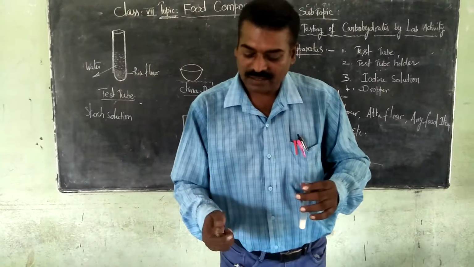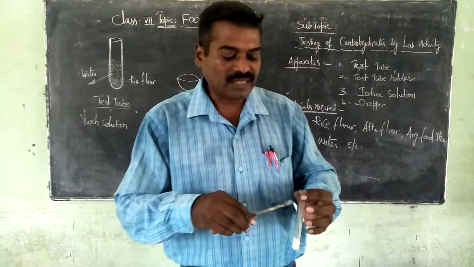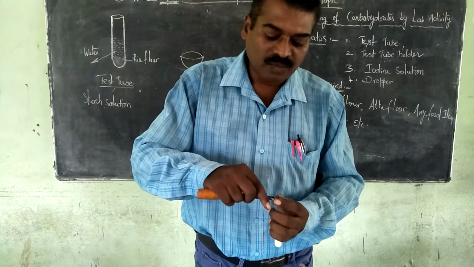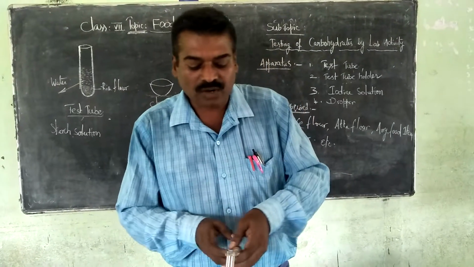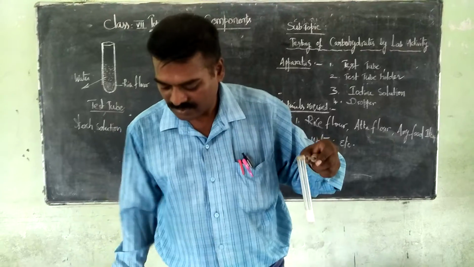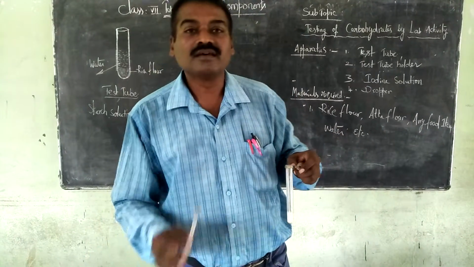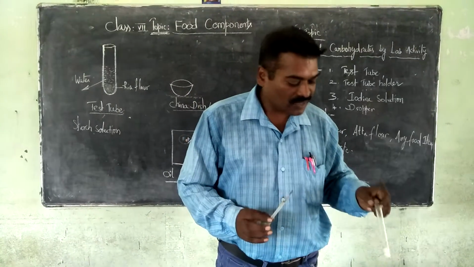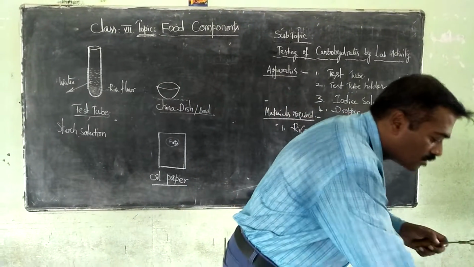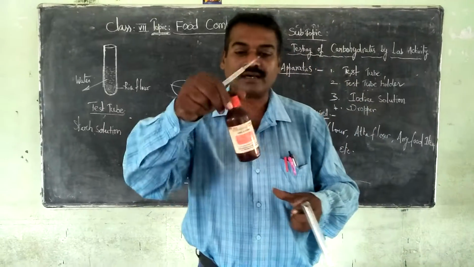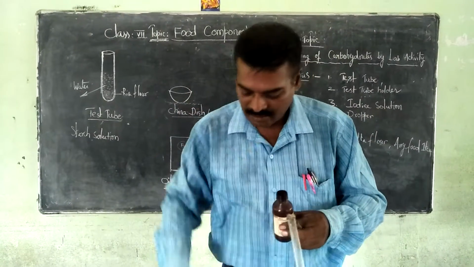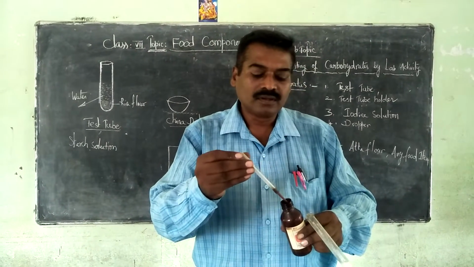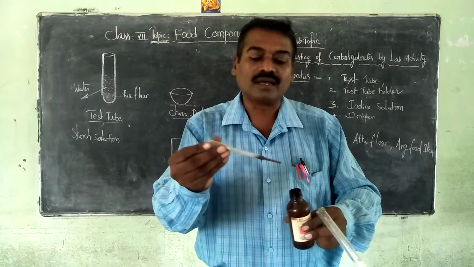For this, we use a test tube holder, with the help of which we can hold it firmly and tightly. That is why it is called a test tube holder. Now let us take the dropper. With the help of this dropper, take 1 or 2 drops of iodine solution. This is the iodine solution. I have taken 1 or 2 drops, a few ml of iodine solution.